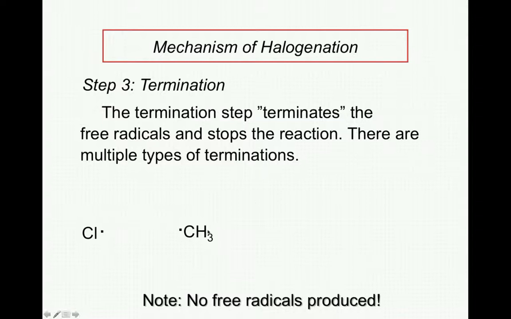So if I were to take a chlorine radical and combine it together with a methyl radical using single-headed arrows, I would produce methyl chloride with no new radicals. This, therefore, is a termination step because no free radicals have been produced in our products.